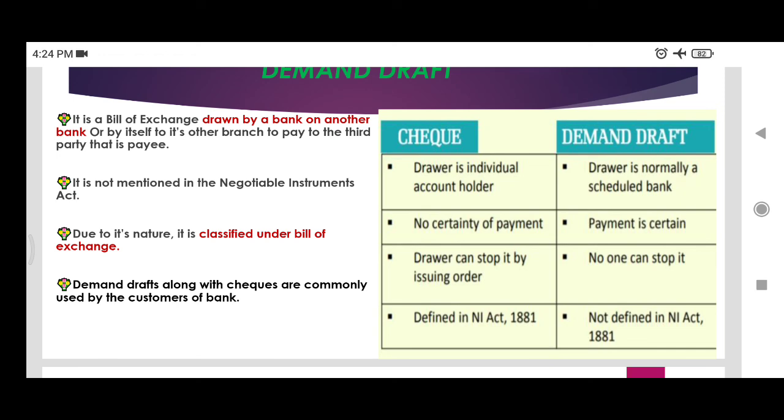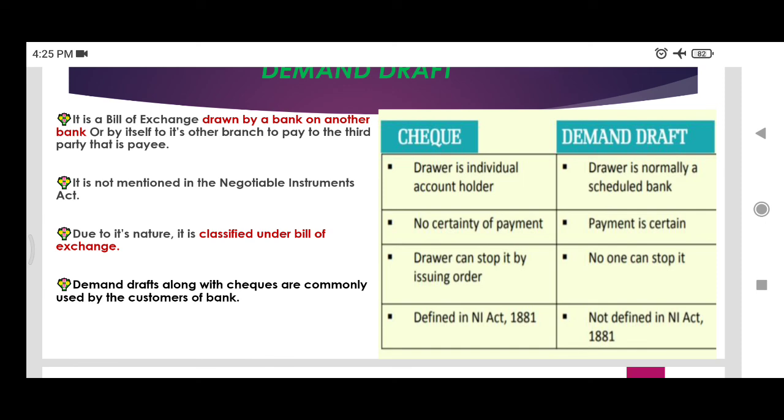The drawer can stop a check by issuing a stop order. For example, the issuer of the check, if he finds any malpractices or any discrepancies with the person to whom he issued it, can simply call and order a stop: "Stop issuing my check." But in a demand draft, it is not the case. No one can stop it.